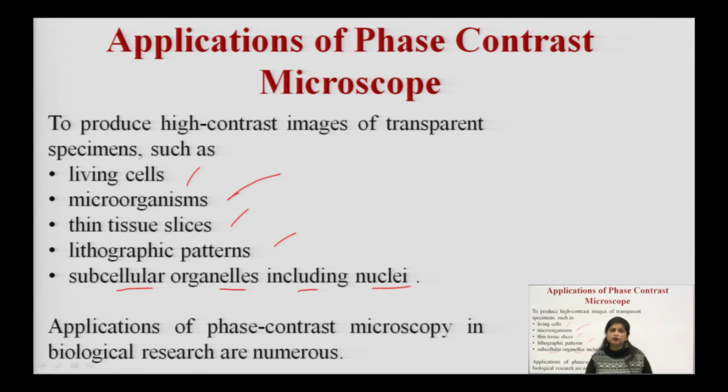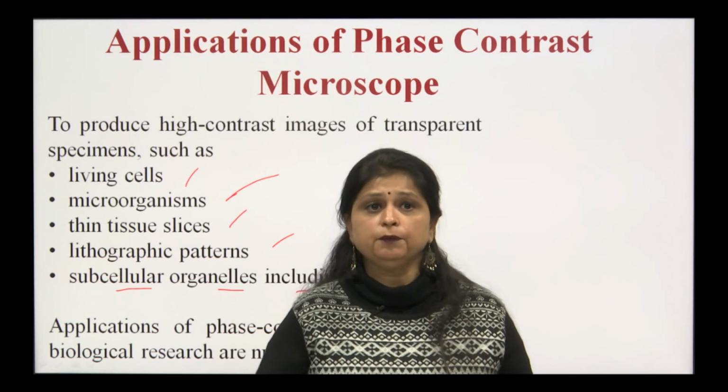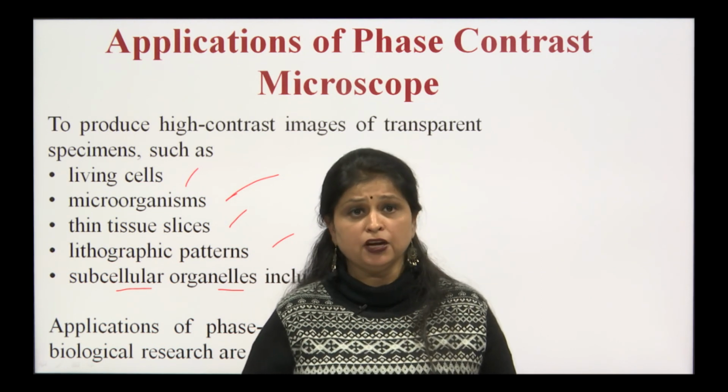This phase contrast microscopy can further be used for various biological research purposes. It allows us to do numerous researches, because we can even see the organelles within the cells. This is a highly efficient instrument by which we can do further biological research too.